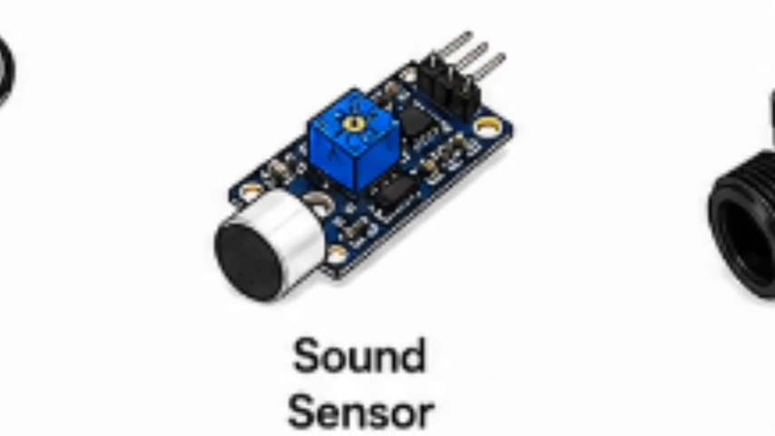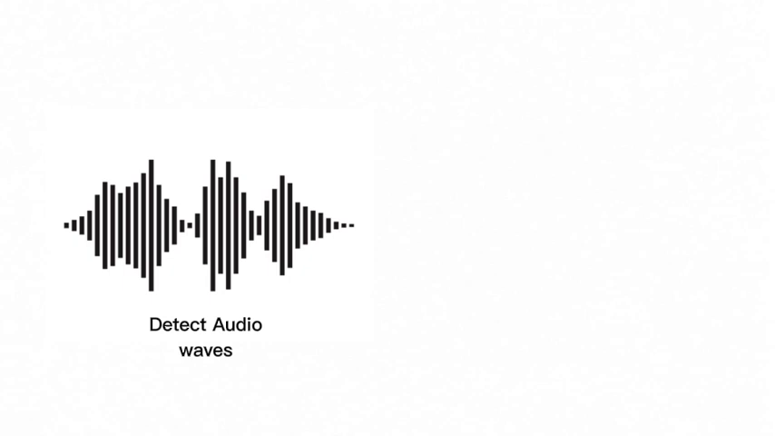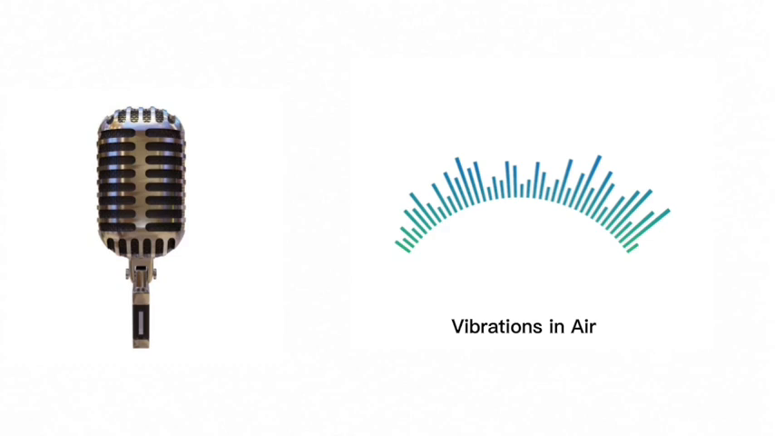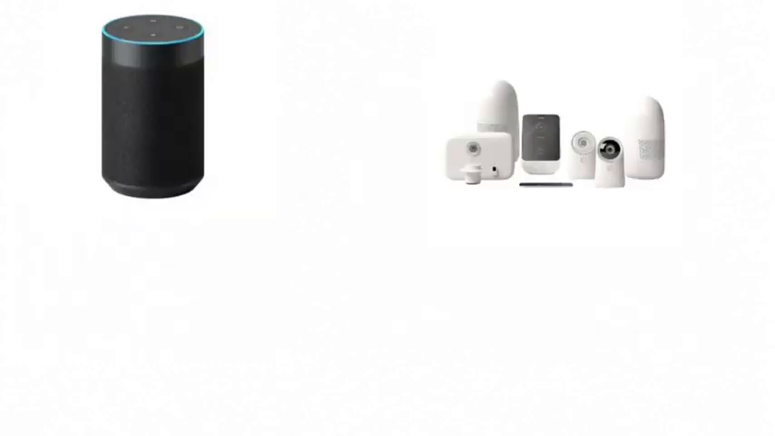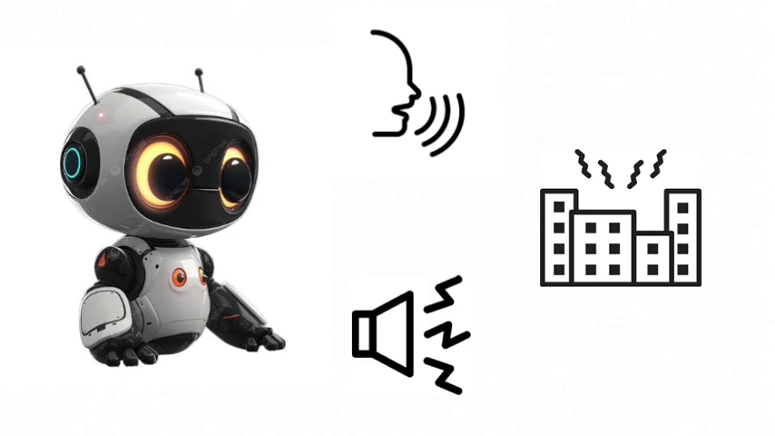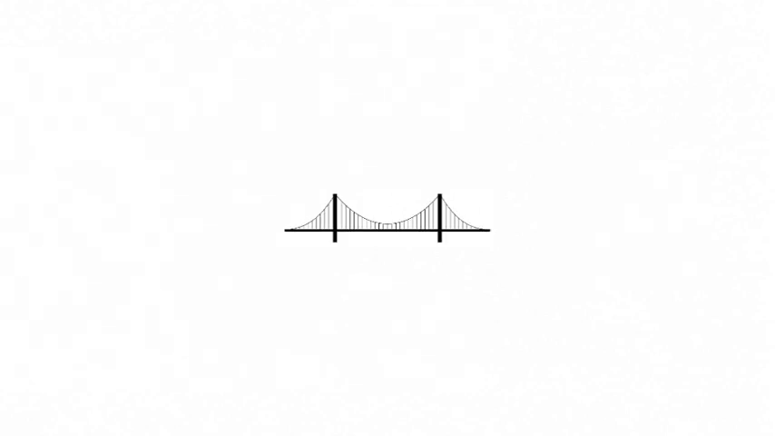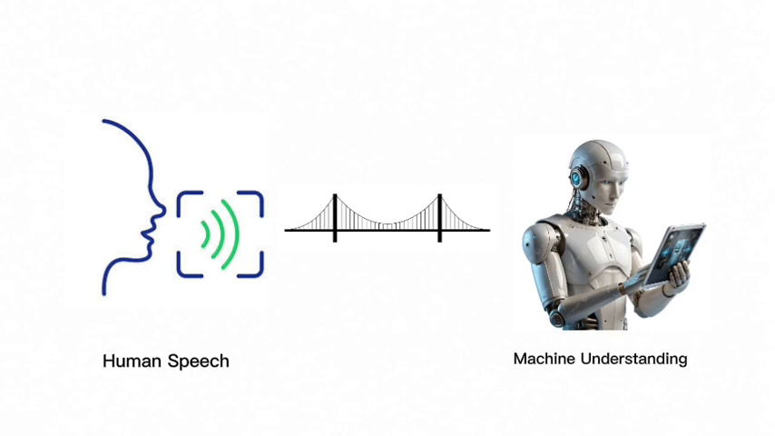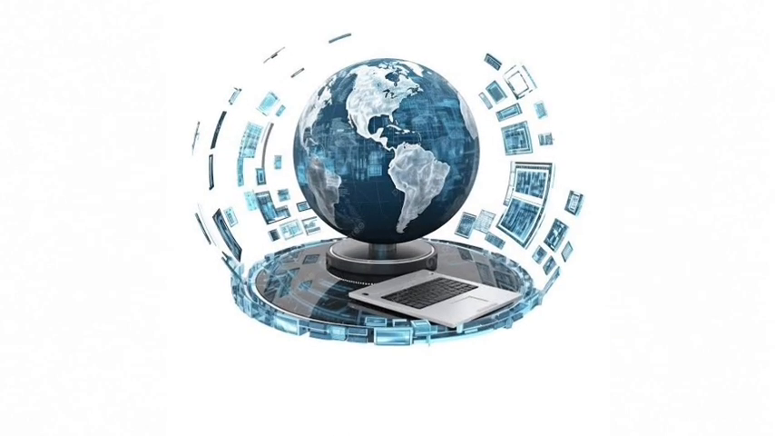Sound sensor. Sound sensors detect audio waves and convert them into electrical signals. Most contain microphone elements that respond to vibrations in the air. These sensors are used in voice-controlled assistants, smart devices, noise monitoring systems, and security equipment. Sound sensors allow machines to react to spoken commands, environmental sounds, or changes in noise levels. Their ability to bridge the gap between human speech and machine understanding has made them increasingly important in modern technology.